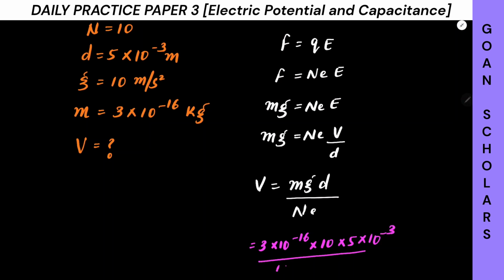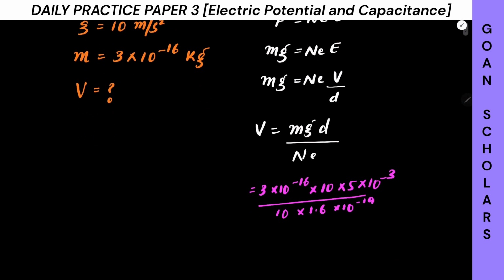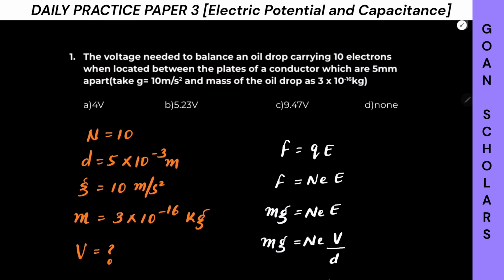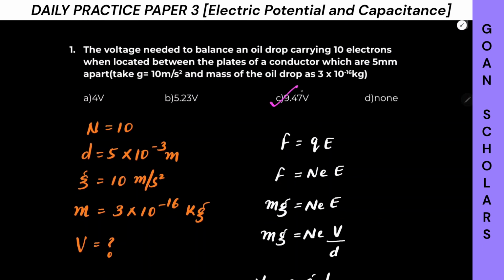Number is how much? 10. And charge on an electron 1.6 into 10 to the power minus 19, that you have to remember. So let's simplify it further. 10 cancels with 10 and we are left with 15 over 1.6 into 10 to the power minus 19 on the top, whole divided by 10 to the power minus 19 in the bottom. So when you divide 15 upon 1.6, what do we get? We get nearly 9.37. Here there is a small misprint. This should be 9.37 instead of 9.47. So that is a typing error.